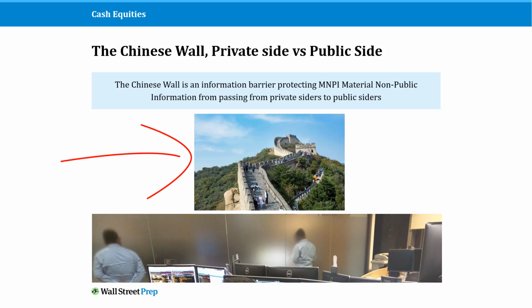This is what the Great Wall of China looks like. On Wall Street, the Chinese wall is not that grand. You might see something that looks like the picture below: a frosted glass wall and a door with a key card for people on the private side to sit.